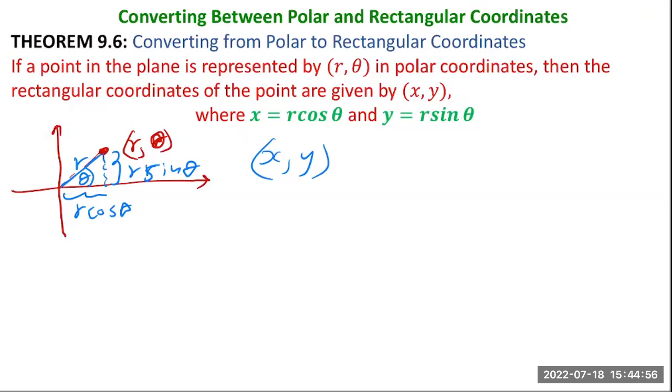And you can see that this proof works even when you have theta in other quadrants as well. Okay. For example, if you have a point somewhere here, you should be able to give the same justification. All right. So let's move on.